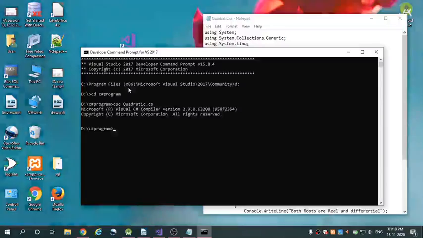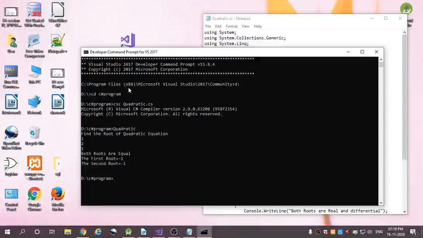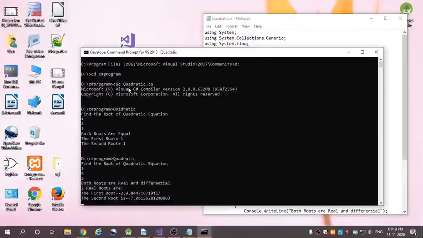Now we go for the execution. For that you have to type the file name without the extension, quadratic, and enter. It's showing find the roots of quadratic equation. Enter 1, 2, 1. You see here, both roots are equal. One more execution. I enter here 1, 5, 2. You see here the output of this: both roots are real and different.